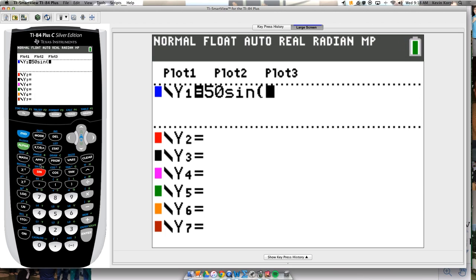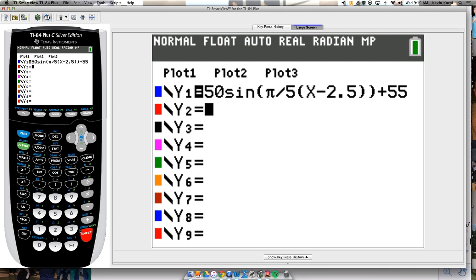50 sine of pi fifths. Notice it opens the parentheses. If you don't want to use the horizontal bar, pi divided by 5 is fine because it's just two factors. Open. We always use x on the calculator, even though we're calling it t. Close it for the shift. Close it for the angle. You have to have double close right there. Plus 55. All right, that one's going to be in blue.